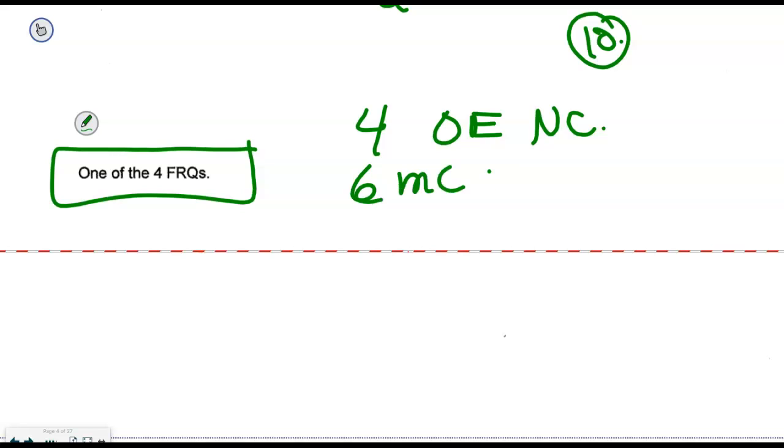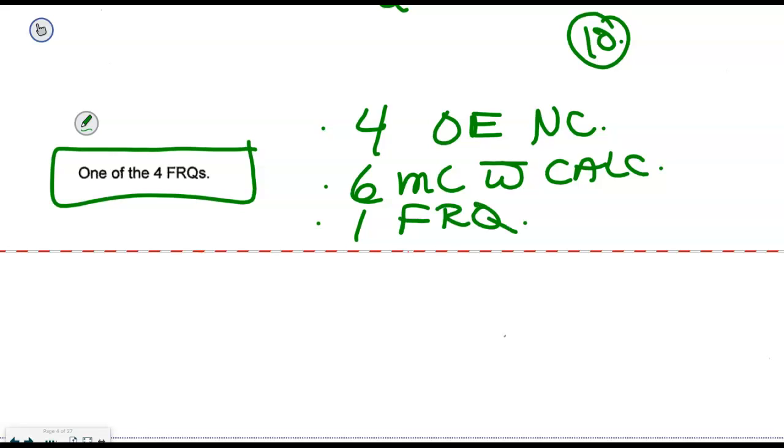6 multiple choice with a calculator. They're actual past BC questions that you've never seen before. They're true AP. This is more collegiate. This is true AP. And then 1 what? FRQ. That's your test. Doesn't seem very long, but if you get hung up on one of these, it's going to be deadly. So you're going to have to watch your timing.